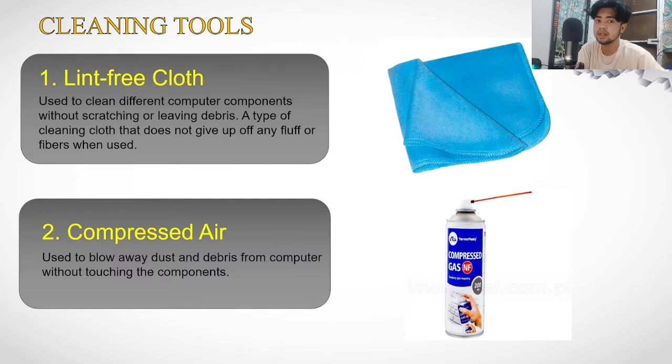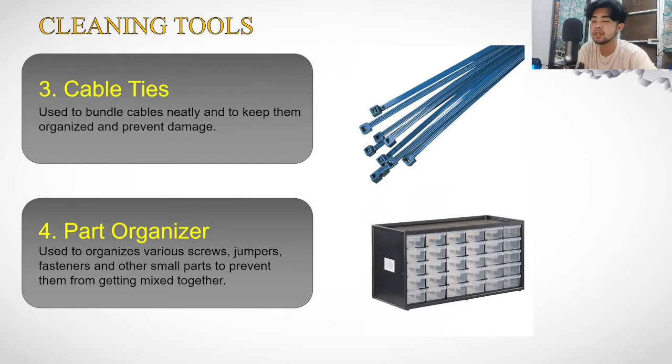So here is the list of cleaning tools. First, we have lint-free cloth, used to clean different computer components without scratching or leaving debris. A type of cleaning cloth that does not give off any fluff or fibers when used. Number 2, we have compressed air, used to blow away dust and debris from computers without touching the components. Number 3, we have cable ties, used to bundle cables neatly, keep them organized, and prevent damage. Number 4, we have the part organizer, used to organize various screws, jumpers, fasteners, and other small parts to prevent them from getting mixed together.